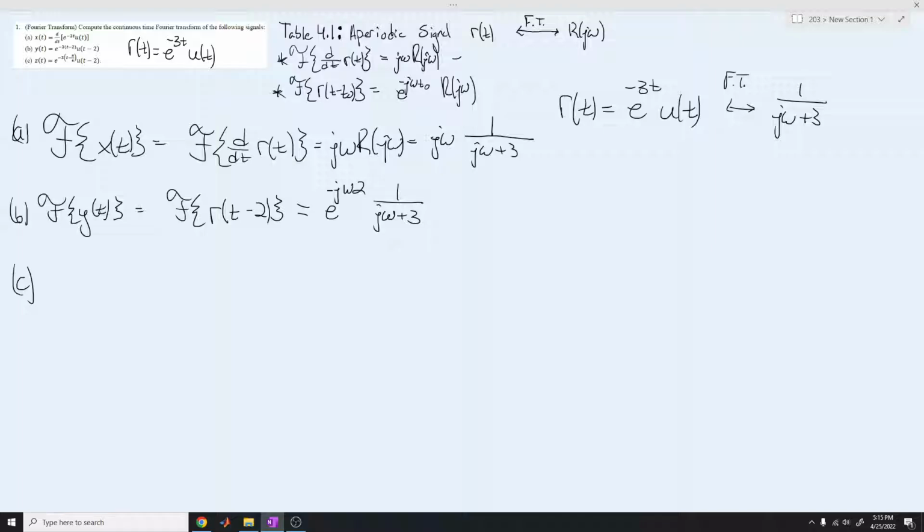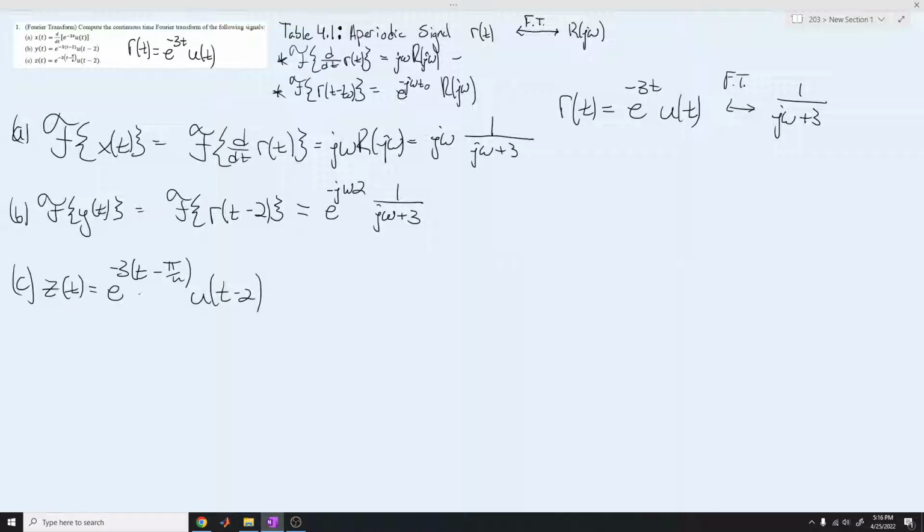And part C, we want the Fourier transform of z. So let's take a look at z real quick. So z is equal to e to the negative 3 t minus pi over 4 times u of t minus 2. Now, this one's funky because it doesn't match up with anything on our table, right? This time shift in the exponential does not equal this time shift in the unit step. And we can resolve this.